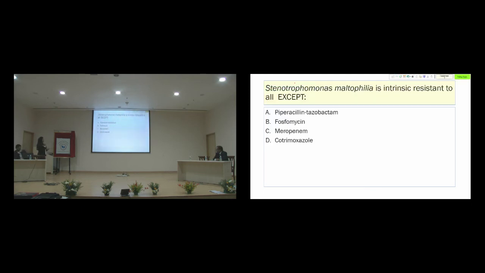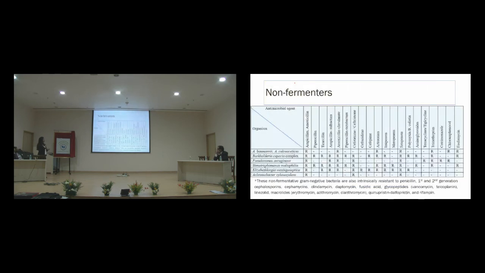Next question. Stenotrophomonas maltophilia is intrinsically resistant to all the following except. Yeah, the answer is cotrimoxazole. So this is the table list for non-fermenters which is given. These are the drug-bug combinations. R is intrinsic resistance.